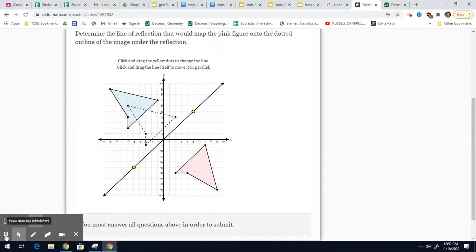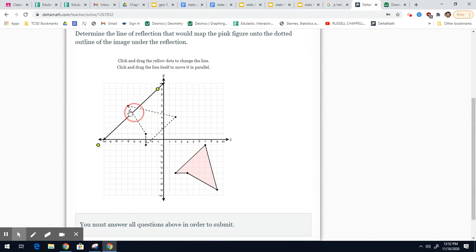All right, so let's try this one. Same idea: we have to determine the line of reflection that will map the pink figure onto the dotted figure. I'm going to slide this out of the way for a second. Again, I hope you can see the corresponding vertices, so say this is A and that's A prime. Now it's diagonal, so the line of reflection is going to also be diagonal. It's probably going to go right around through here, which looks like the midpoint.